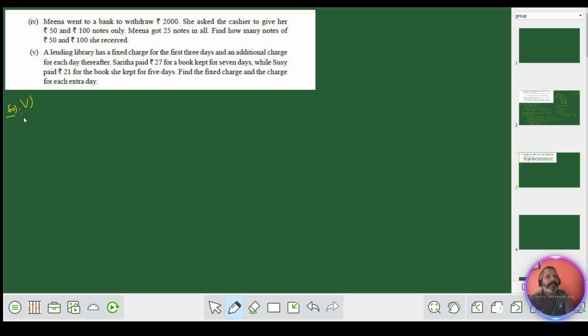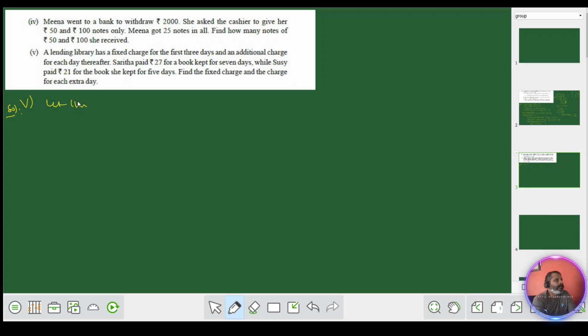A lending library has a fixed charge for the first 3 days and an additional charge for each day after. If you remember, we solved this in a previous exercise as well, which is the auto: fixed charge for auto and charge per kilometer. The same way it is.